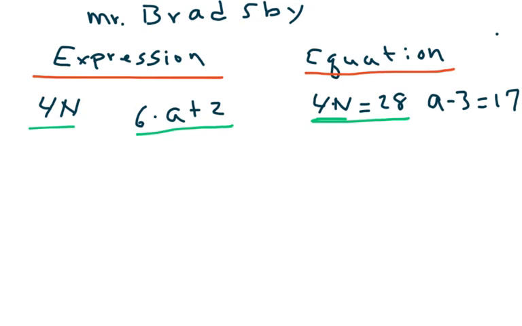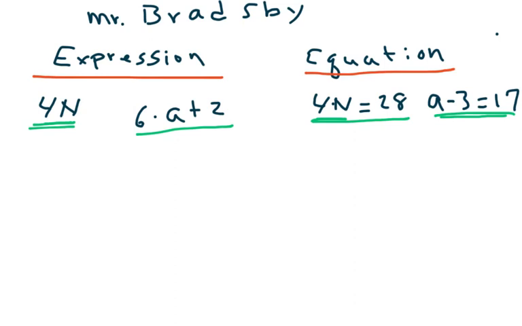Here's another example of an equation. A minus 3 equals 17. Okay? So that's an equation. It's got a subject, A minus 3, the verb is equal to, 17. So it's a complete sentence, an equation, where an expression is just a term. This is a term for n. It's just an expression. Okay?